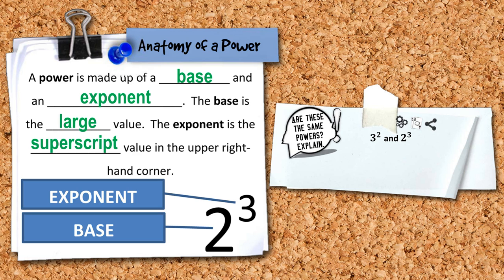The exponent is the superscript value in the upper right-hand corner. That means it's the small value that's moved up. Notice that these two numbers do not look the same. Your base looks like every other number that's going to be in your algebraic expression, whereas the exponent is smaller and up in the corner. The base, just like the base of a house, is the foundation. It's at the bottom. It touches the ground. It holds up that exponent. Altogether, we call that a power.